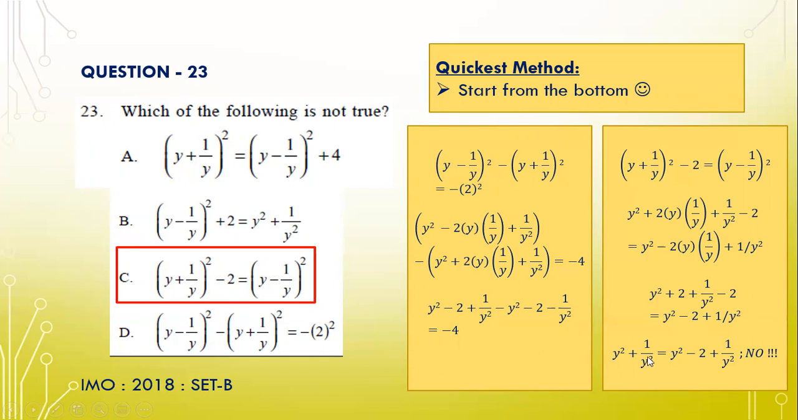So Y square plus 1 upon Y square is equal to Y square minus 2 plus 1 upon Y square, isn't it? Y square plus 1 upon Y square is Y square minus 2 plus 1 upon Y square. So this is not true, isn't it? This is not true, because Y square and 1 upon Y square will get cancelled. So 0 is equal to minus 2 is not possible. So option C is incorrect.